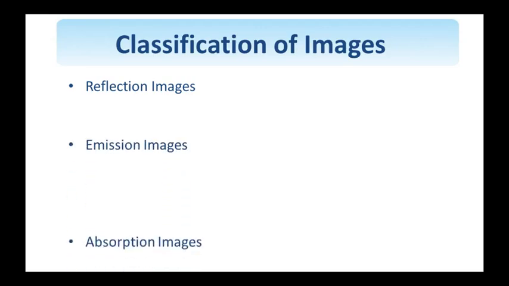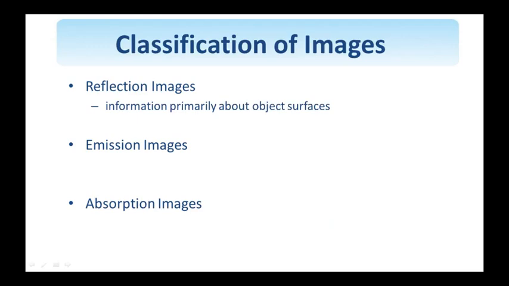Another possible classification of images is into reflection images, emission images, and absorption images. Reflection images sense radiation that has been reflected from the surface of objects. The radiation itself may be ambient or artificial. It can be from one source or multiple sources. The type of information that can be extracted from reflection images is primarily about object surfaces regarding their shapes, textures, color reflectivity, etc. Most of our daily experience in optical imaging through our eyes is about reflection images.